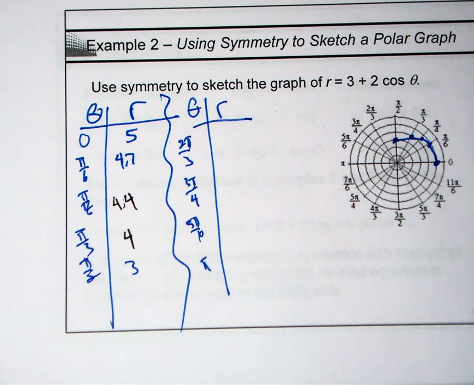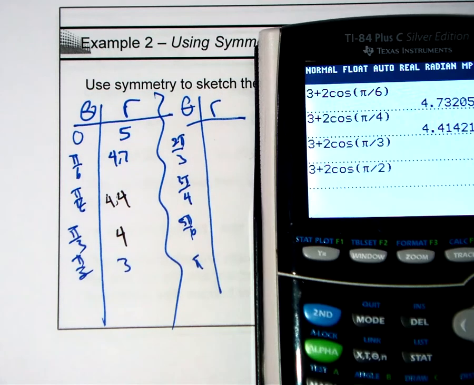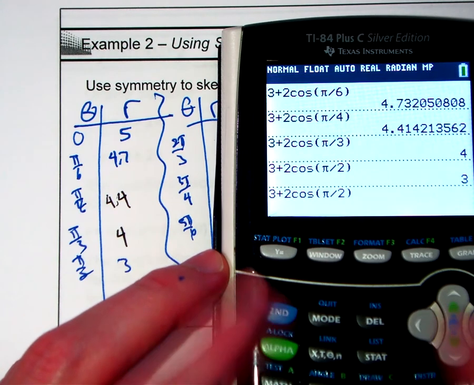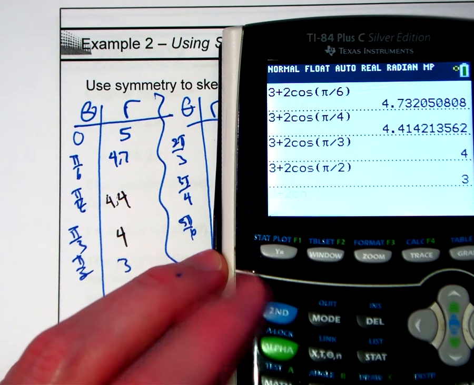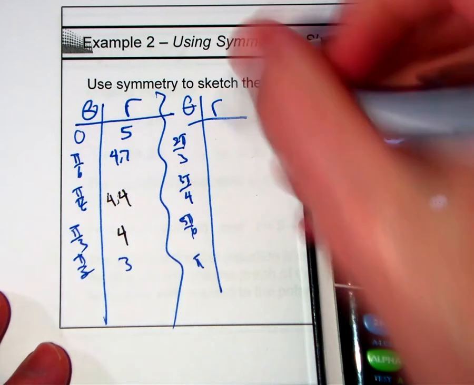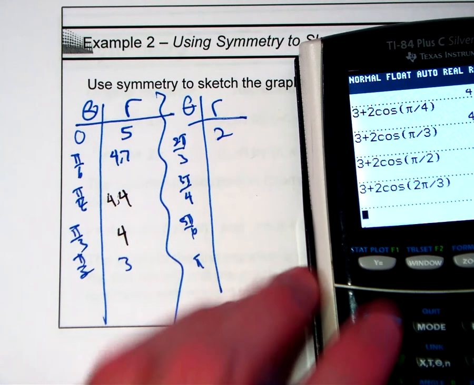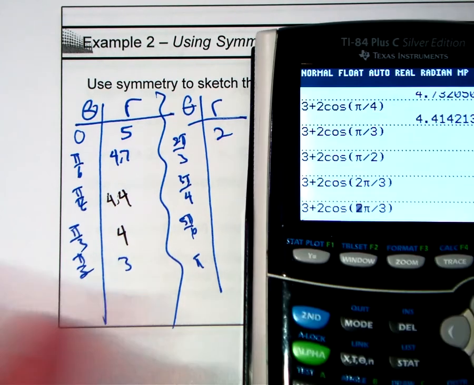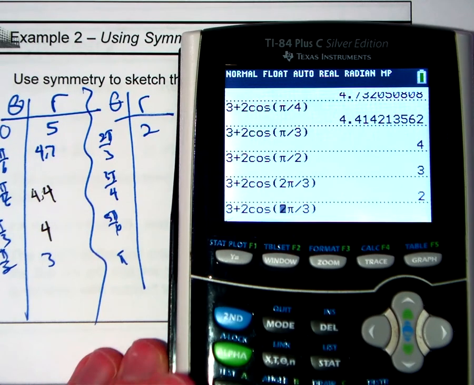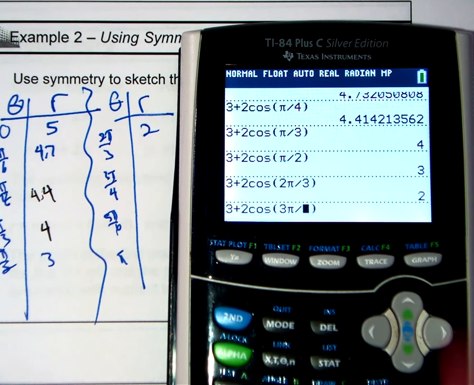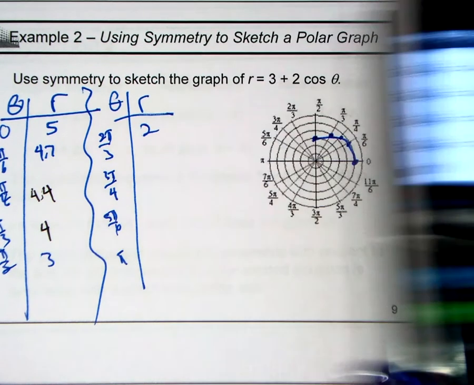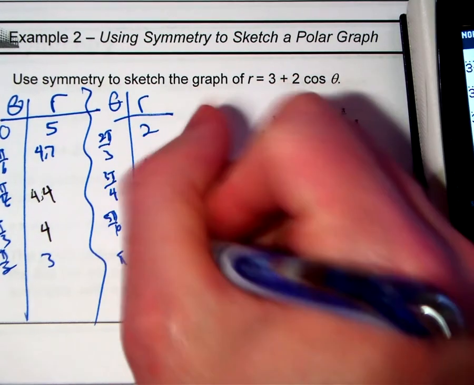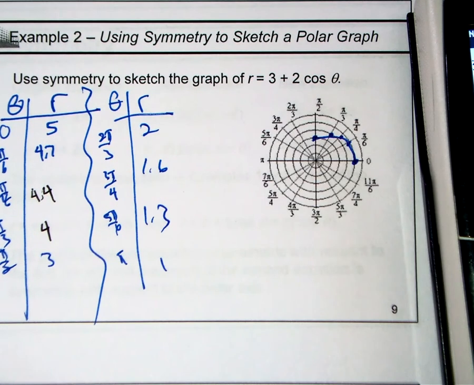All right. 2 pi over 3. So you're going to have to add a little space here, because we're going to have to go 2 pi divided by 3. That one's going to be a 2. Sorry, guys, I thought I had an even shorter way than this, but I guess not. 3 pi over 4, 1.6. 5 pi over 6 is going to be 1.3. And pi is going to be 1.